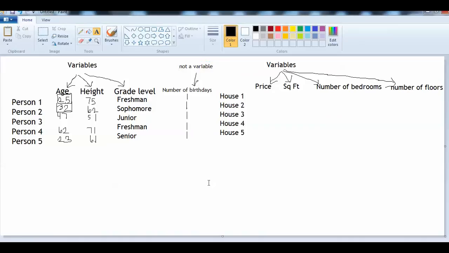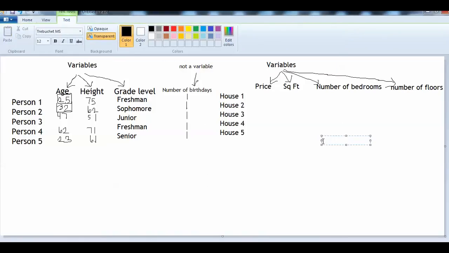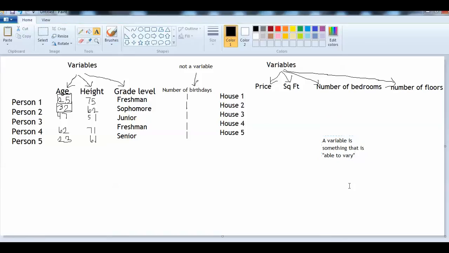On another page I said that a variable is something that is able to vary. That's actually where the word variable comes from. It's able to vary. So this isn't a variable. If we asked each person, what planet do you live on, everyone would say Earth, so that also wouldn't be a variable, even though it would be a column in the spreadsheet.